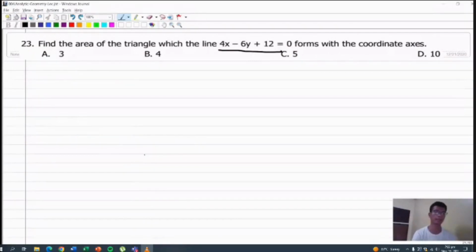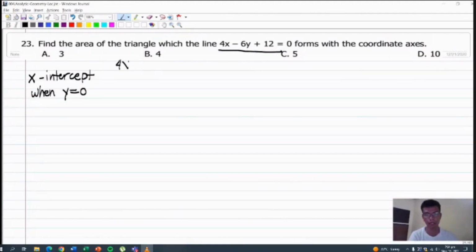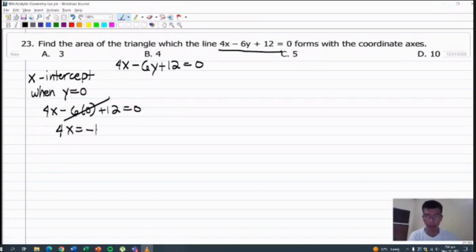So, para magawa natin yun, kailangan alam natin kung saan point ba tatama yung line kay x and y-axis. And that is the x-intercept. Diba? Ito yung point na kung saan tatama kay x-axis. So the x-intercept is when y is equal to 0. So from the equation 4x minus 6y plus 12 is equal to 0, 4x minus 6 times 0 plus 12 is equal to 0. So cancel na to. This will give us 4x is equal to negative 12. And solving for x, that is negative 12 over 4, and this is negative 3.